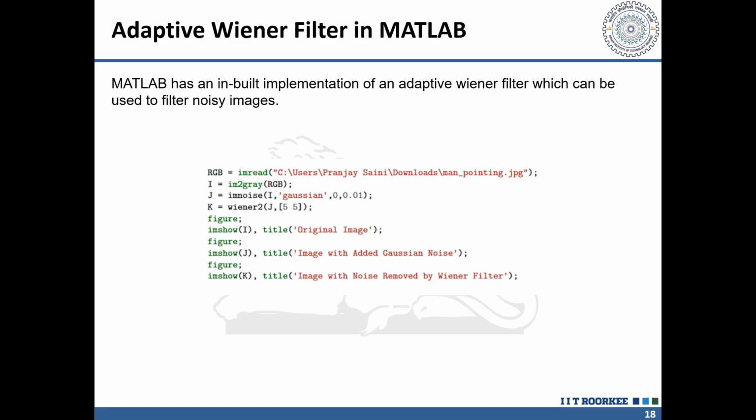MATLAB's implementation of the adaptive Wiener filter can be used to filter noisy images. I've written some basic code to do exactly that. I've given MATLAB an image of my own choosing. That image is then converted into grayscale. After being converted into grayscale, it has some Gaussian noise applied to it. And after that, it undergoes Wiener filtering to obtain a noiseless image. Then I just print the original image, the image with the added Gaussian noise, and the image with the noise removed by the Wiener filter.